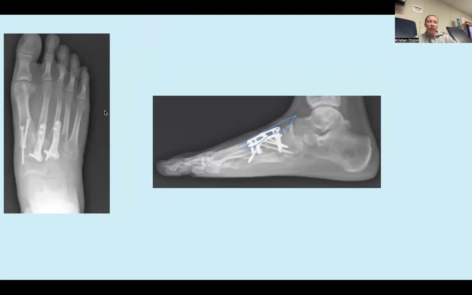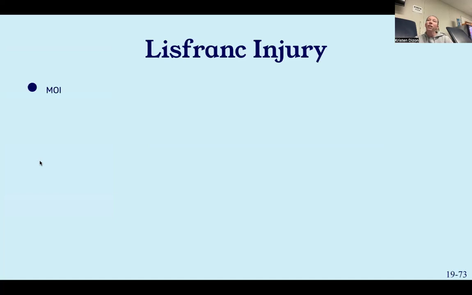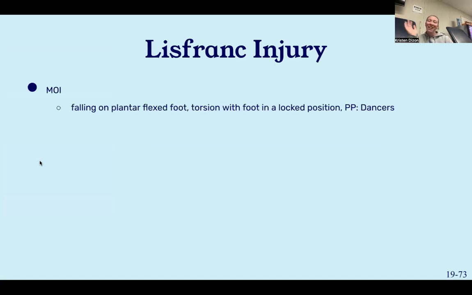All right, this is another picture of how you'd fix this. You would have to have screws in multiple places. And again, you need to take that hardware out after, because that's going to be a problem. So my MOI is going to be falling on a plantar flexed foot. You're going to have torsion, or your foot is in a locked position.